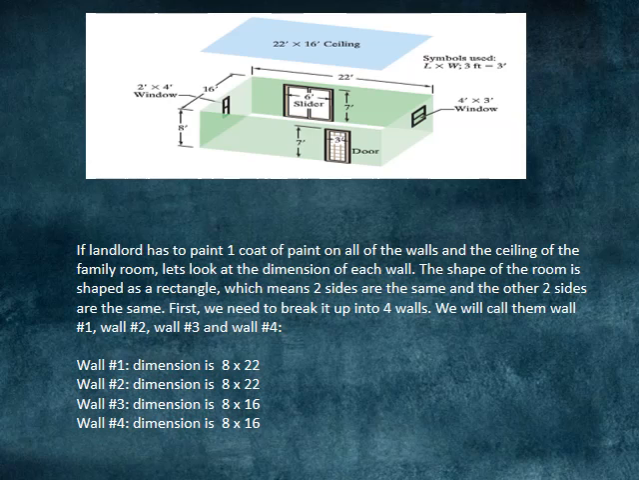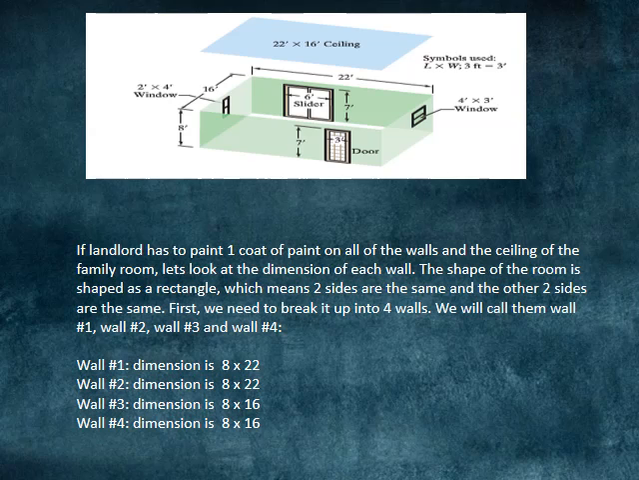So if the landlord has to paint 1 coat of paint on all of the walls and the ceiling of the family room, let's look at the dimension of each wall. Okay, so we're just going to break up the 4 walls. We're not going to focus on the ceiling for right now, just the walls. Okay, so the shape of the room is shaped as a rectangle.